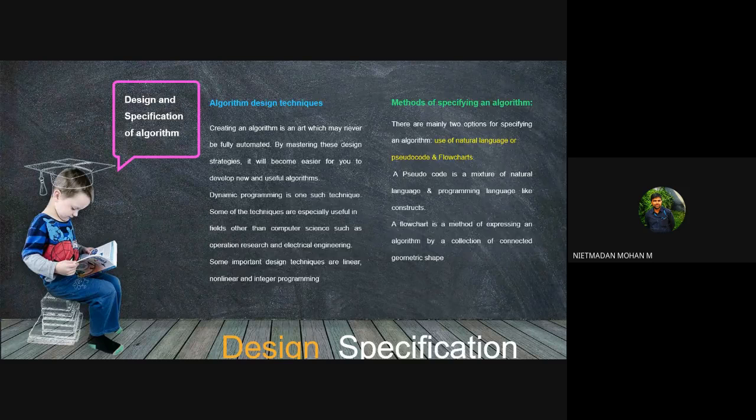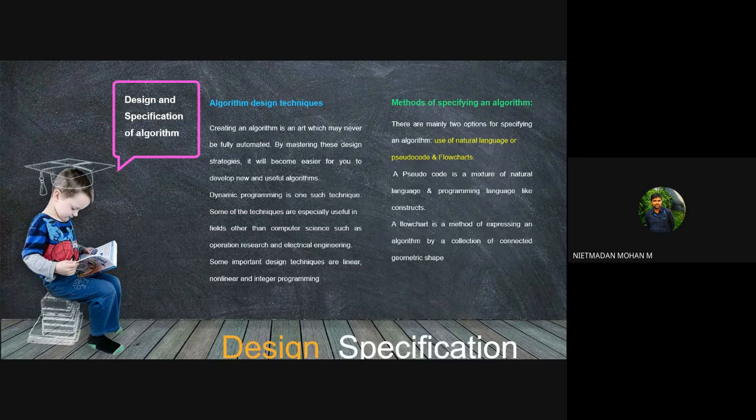Pseudocode is a mixture of natural language and programming language constructs, and I already informed you that some keywords need to be used in pseudocode. The flowchart is a method of expressing an algorithm by a collection of connected geometric shapes. In the previous class I explained one flowchart, an iteration process to find the factorial of a number.